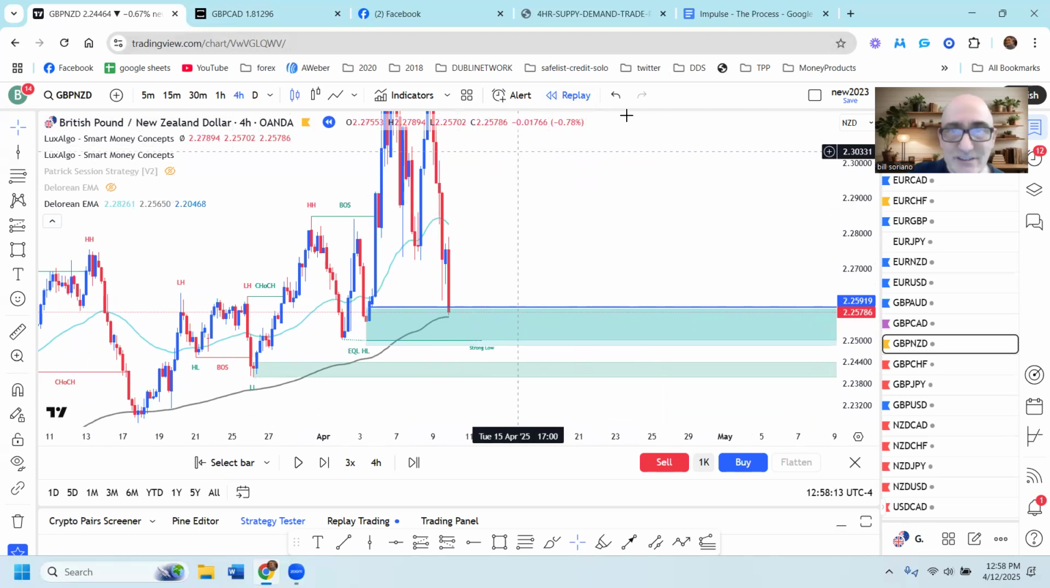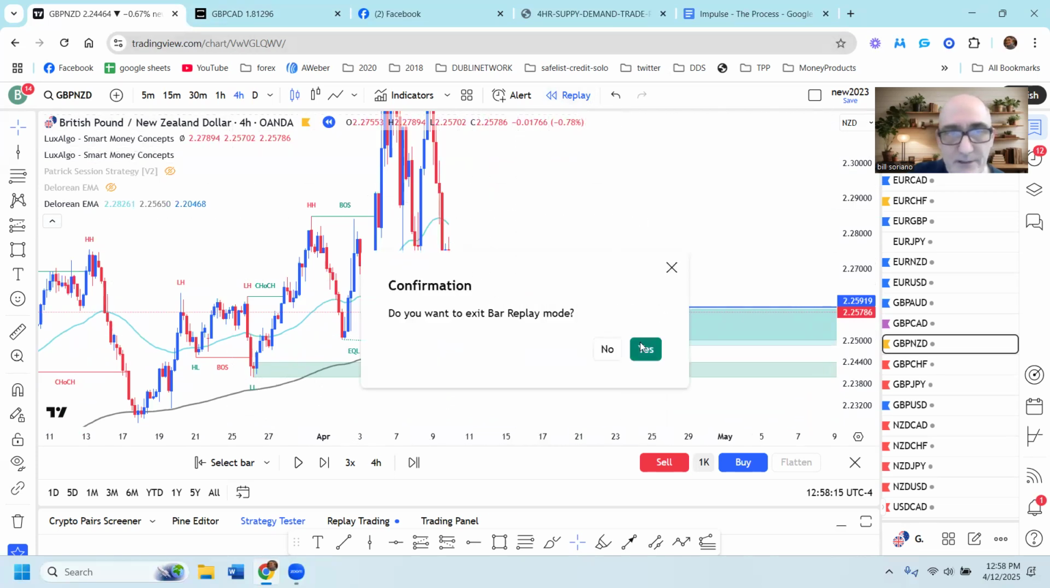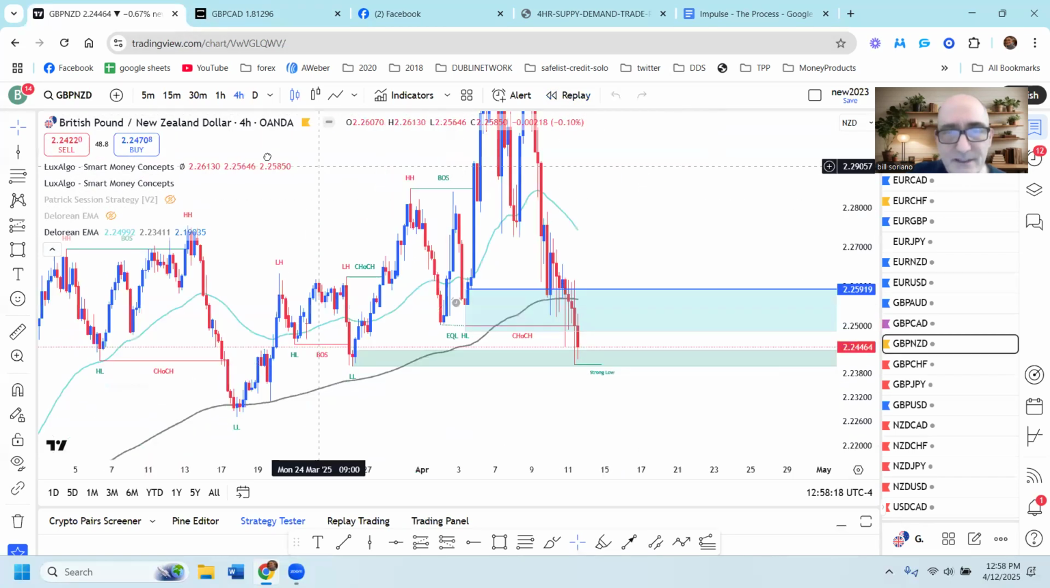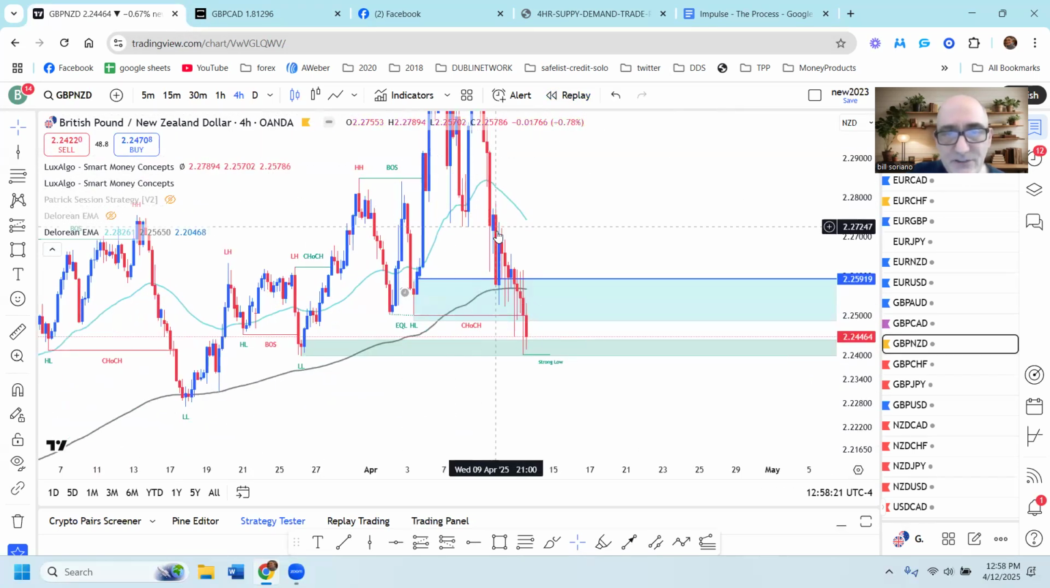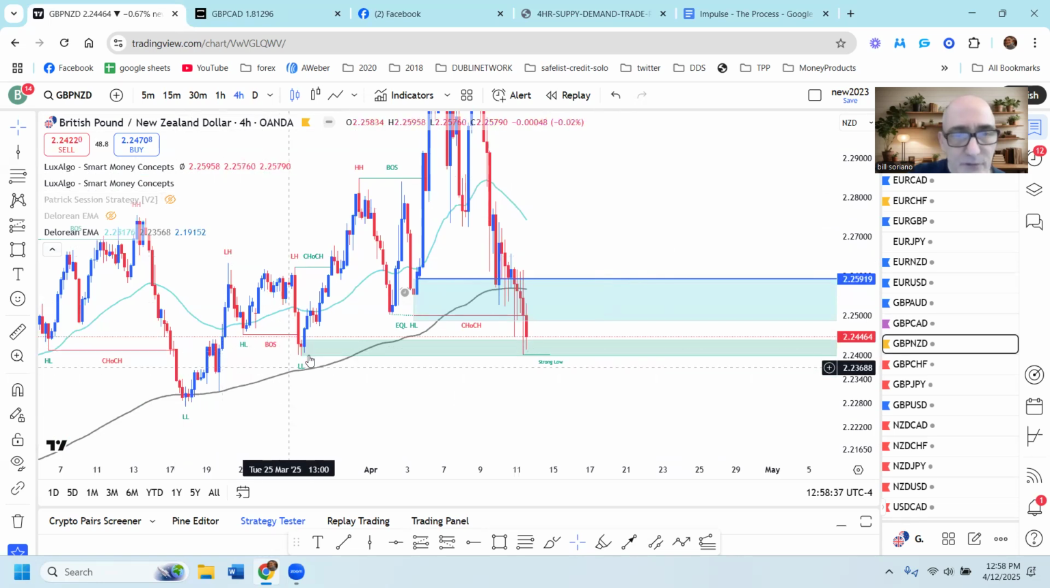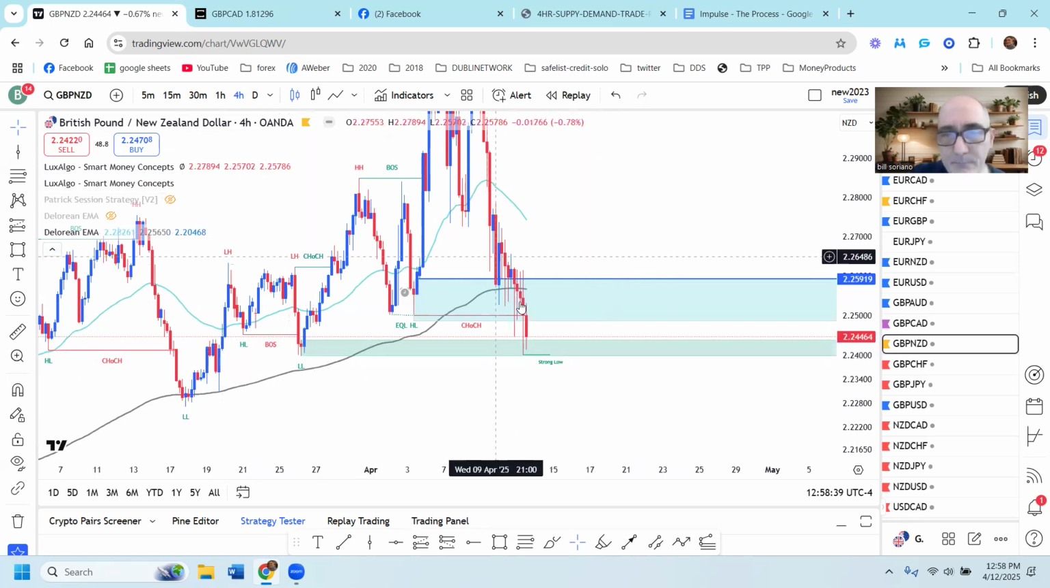So let's shut off the replay here right now. And so you can see what happens here. Price actually comes down, goes right through that zone, and we get one candle now closed below the zone, and there is another zone right below it. So this pair is a little different in that we do have another zone right below it, and price has come down into that zone.